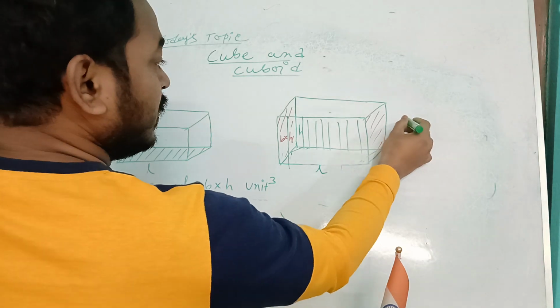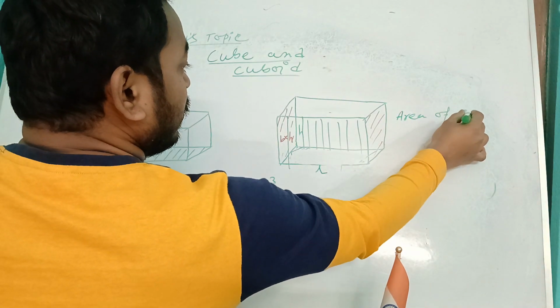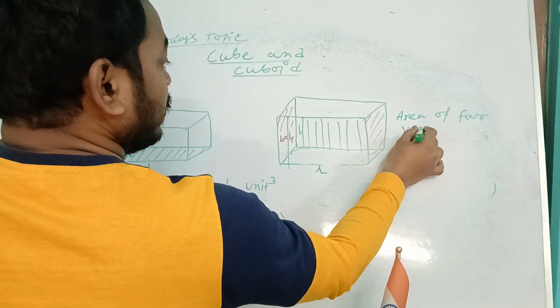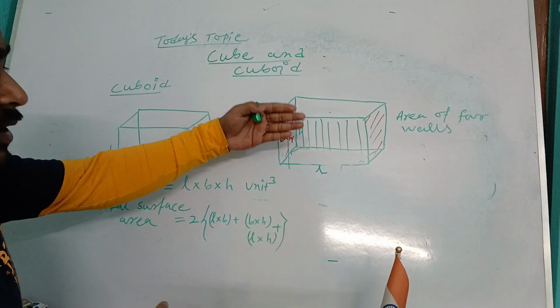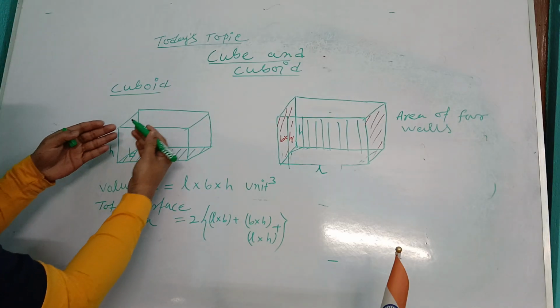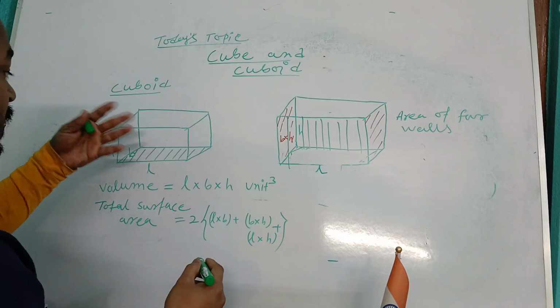Achha. So here, area of 4 walls. Area of 4 walls. So 4 walls for this one, this surface. This is 1 wall, behind it. So L into H, and 2 surfaces are given.